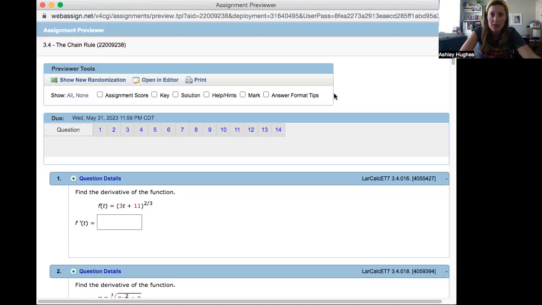All right, so we're talking about the chain rule. As you can remember, that's the one where you have an inner function and an outer function. You can kind of think about it as layers of an M&M or an onion. So let's look at this.